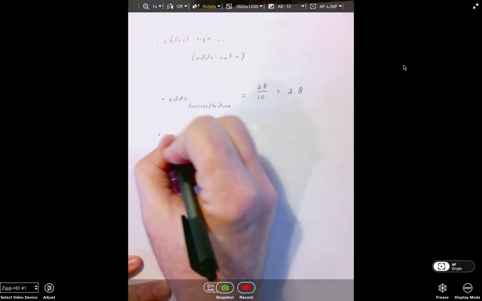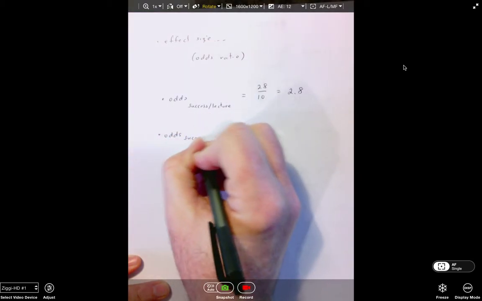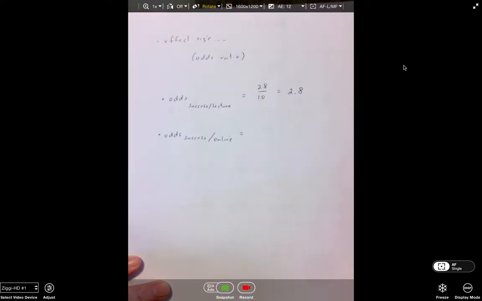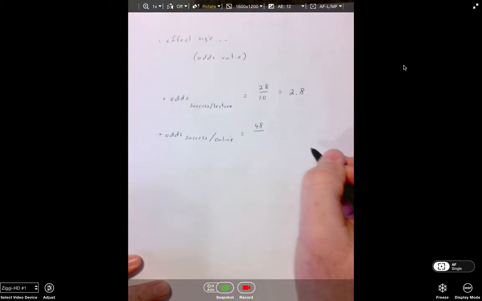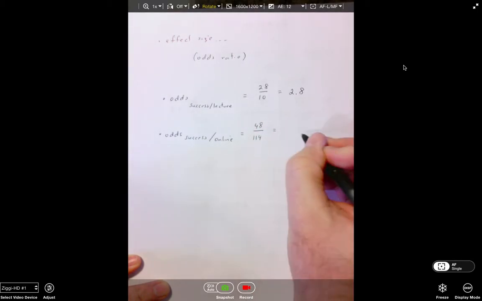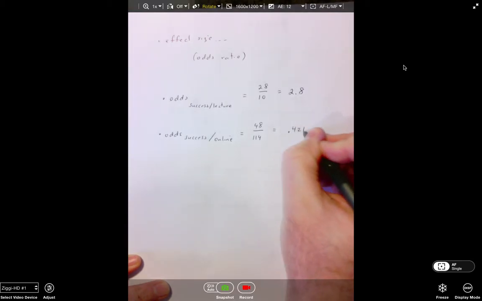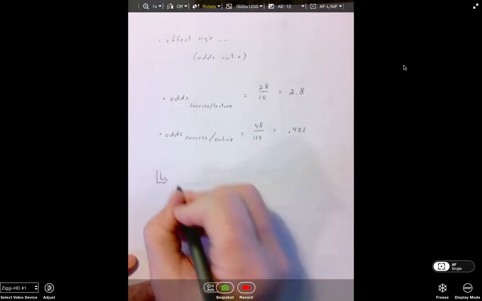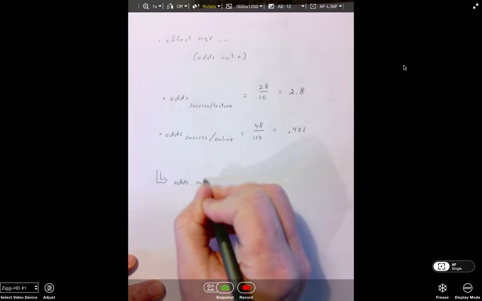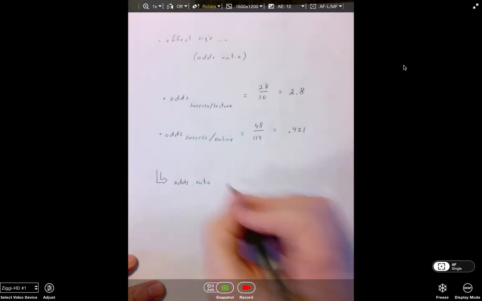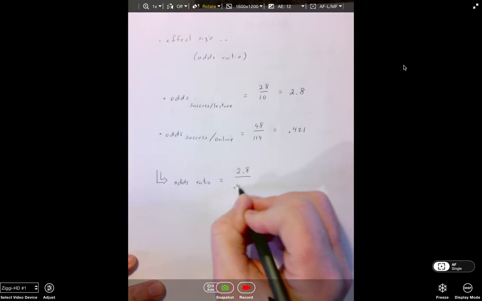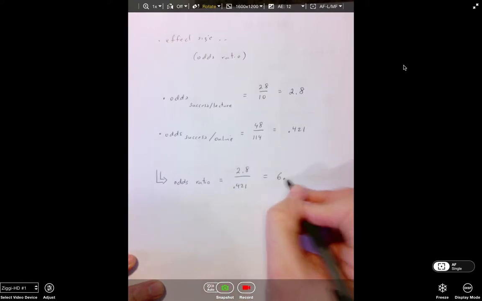The next thing I'd want to do is look at the odds for success over online. And let's see, those that succeeded online were 48 versus those who didn't succeed online were 114. So I've already gone ahead and put this in my calculator to be equal to 0.421. So guys, this leads us to the most important thing that we get, at least in my opinion, other than maybe the chi-square statistic, is the odds ratio, which is 2.8 over 0.421, which is 6.7.